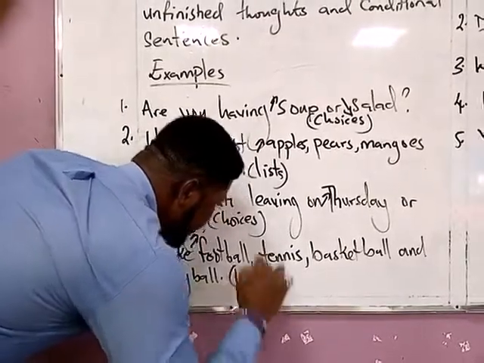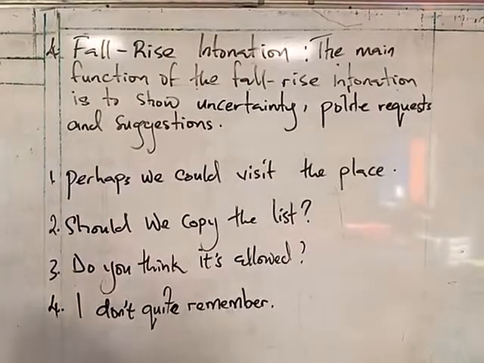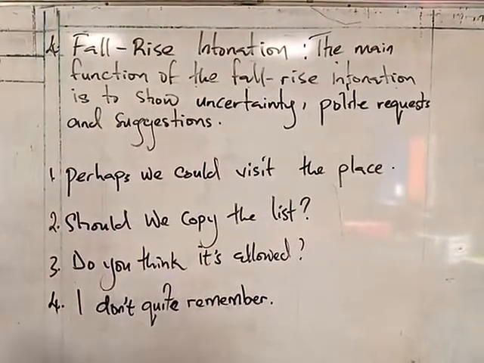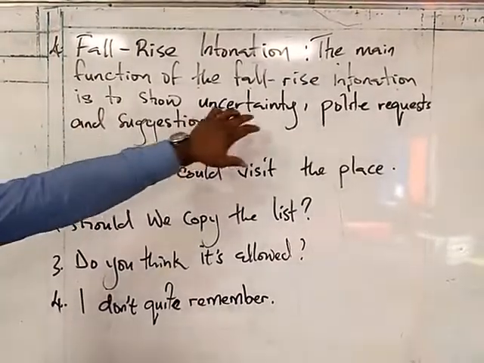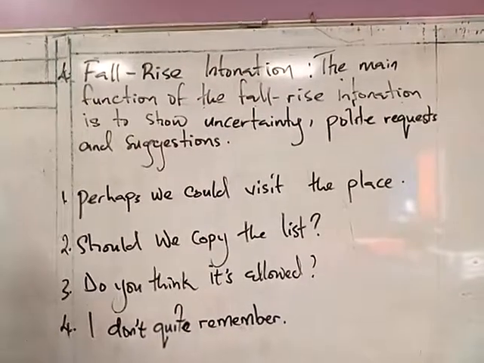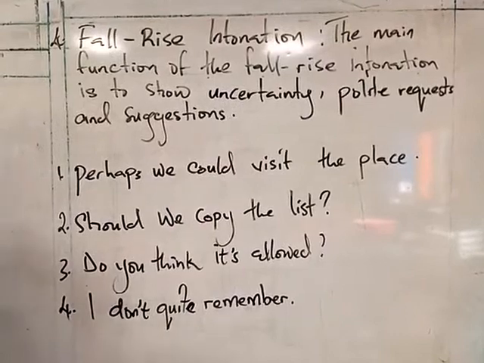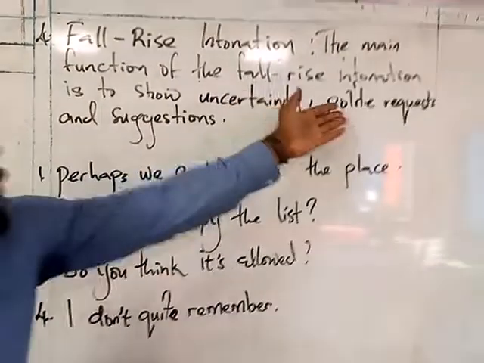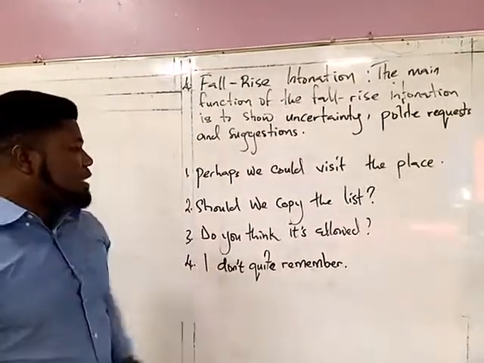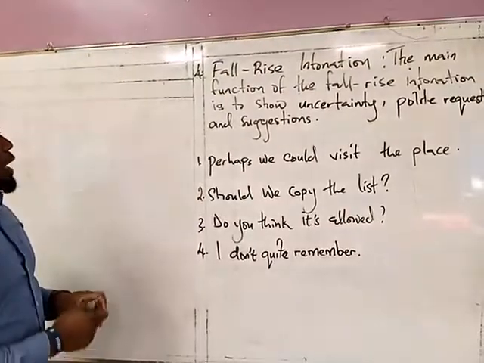Lastly, we're going to look at the fall-rise intonation. Here, the main function of the fall-rise intonation is to show uncertainty. Uncertainty has to do with when you are not sure of something, when there is slight hesitation, polite requests, and suggestions. Examples.